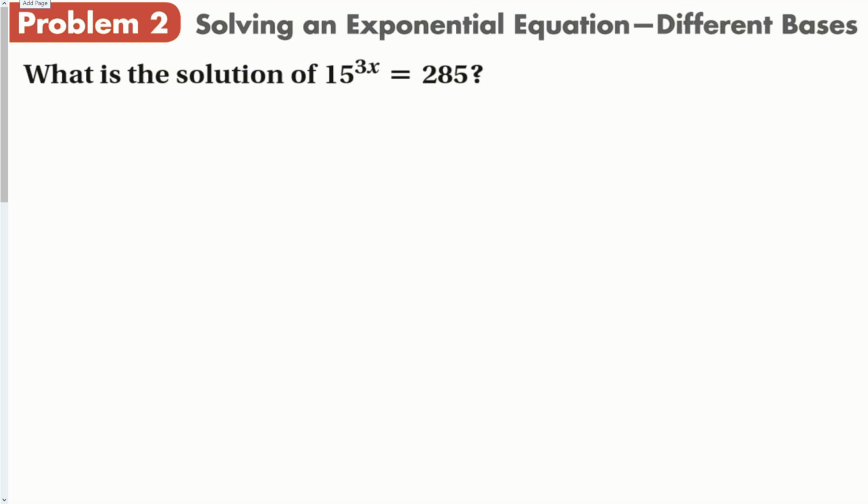So take this equation. There is no way to make 15 and 285 the same base. 15 squared is 225, and 15 to the third is going to be much bigger, 3375. Okay, so 285 is not one of these two numbers. So it's not possible to make these two into the same number. So we're going to need a different technique. This is not going to work.